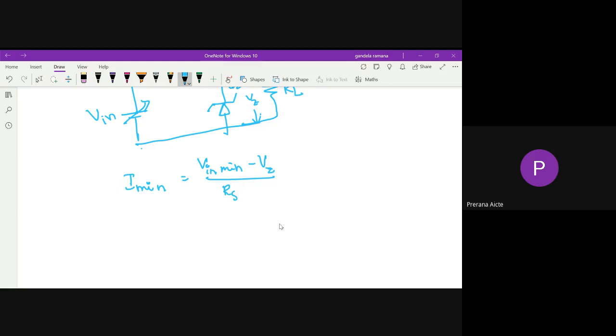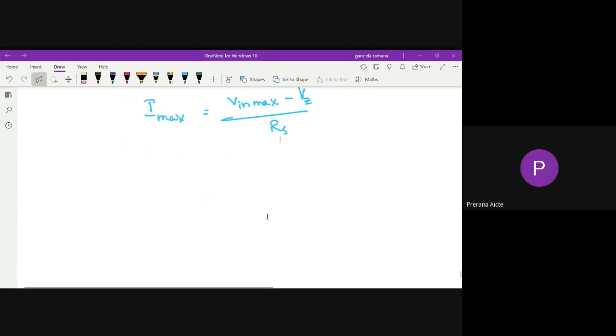So supply current I maximum is equal to Vin maximum minus Vz by Rs. I equal to V by R. So that voltage is Vin minimum minus Vz. Suppose it is maximum, Vin maximum minus Vz by Rs. So we want to find out Iz maximum. At that time, what is the formula for I maximum minus IL?